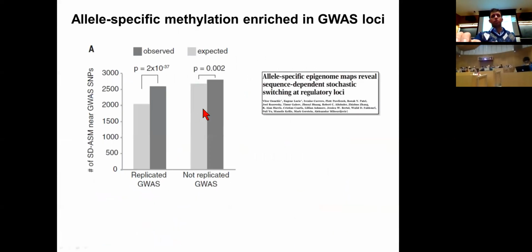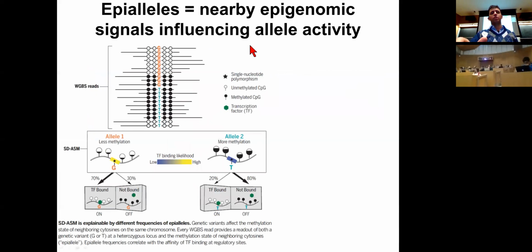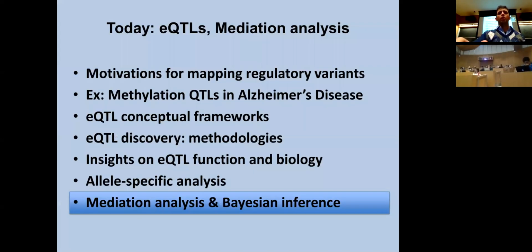And we had a paper just a few weeks ago showing how the allele-specific loci that showed differences in methylation between one allele and the other allele are in fact enriched in GWAS loci. So that suggests that there are perhaps strong acting cis variants in that location that can help explain the difference in disease. We're also able to define epi-alleles, which are nearby epigenomic signals that influence the activity of an allele. The last concept I want to leave you with is this mediation analysis.